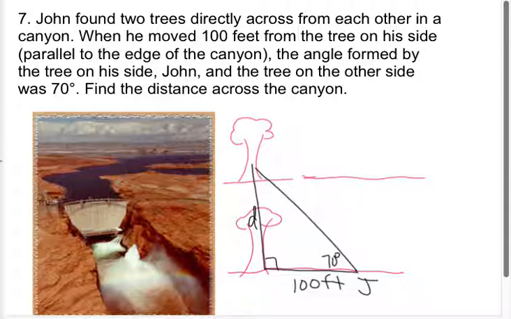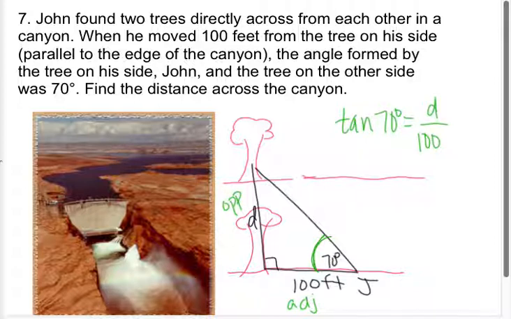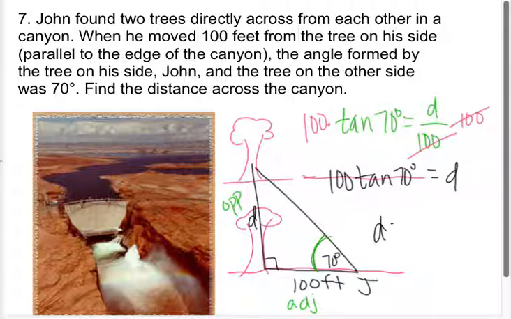So right triangle. So I look at what I have. I have this angle. So it means I have my opposite, and this is my adjacent. So once again, who uses opposite and adjacent? Well, tangent of 70 degrees is equal to my opposite, D, over my adjacent, 100. So I would go ahead and multiply both sides by 100. So 100 tangent of 70 degrees is equal to D. And if I go ahead and type that in on my calculator, I get 274.748 feet.